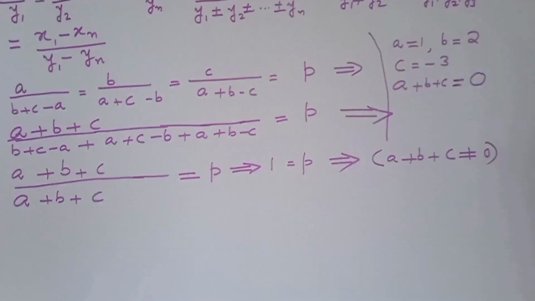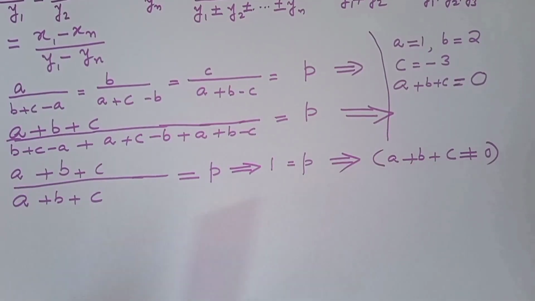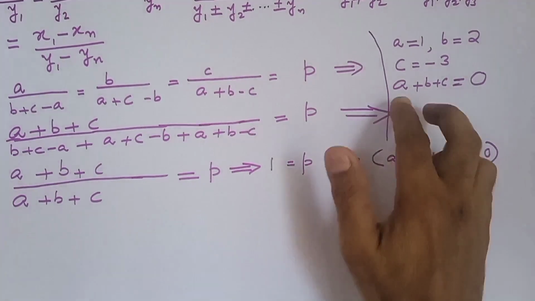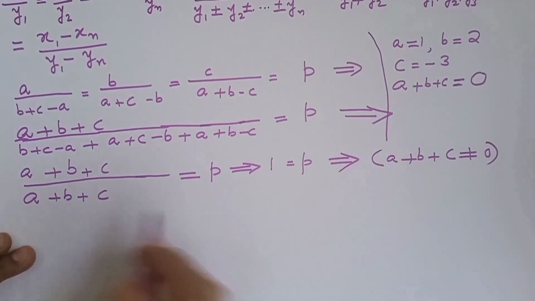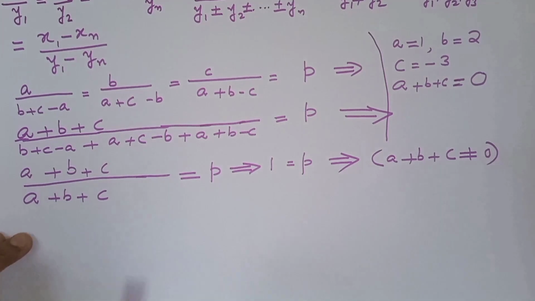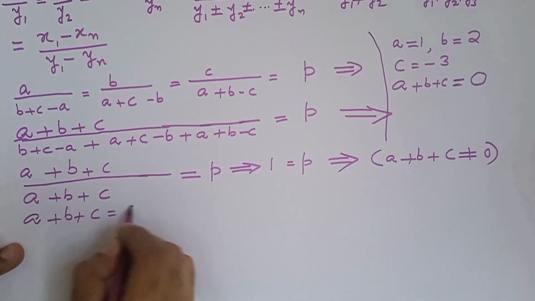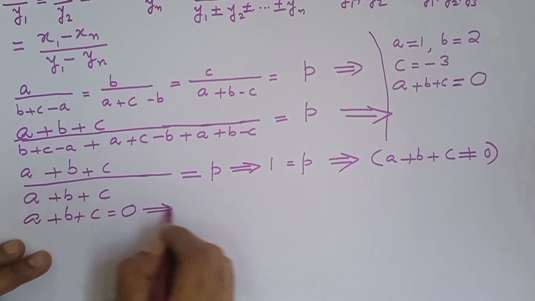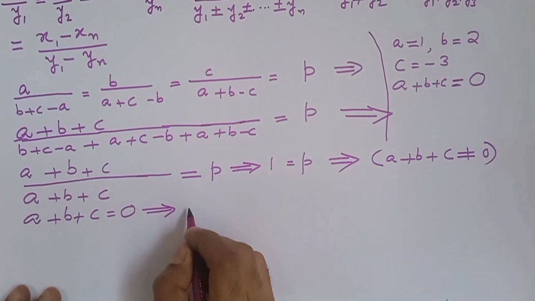Then what will it be? So P equal to 1 only when A plus B plus C is non-zero. In case of the sum being 0, what will be the value of P? Now how do you find out that? So let A plus B plus C be 0. This implies you subtract 2C from both sides.